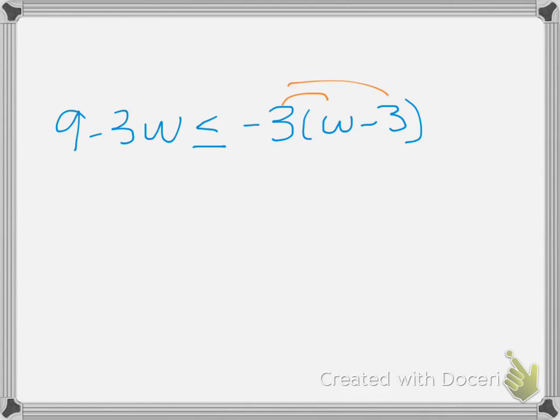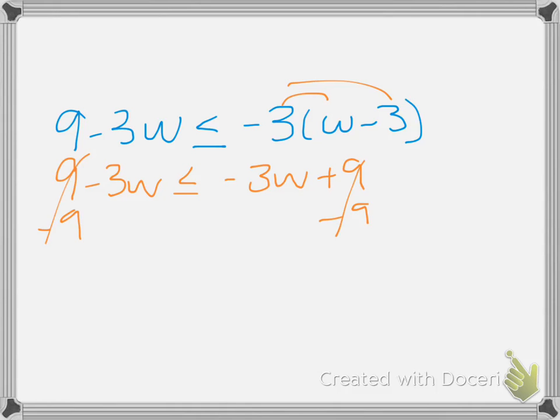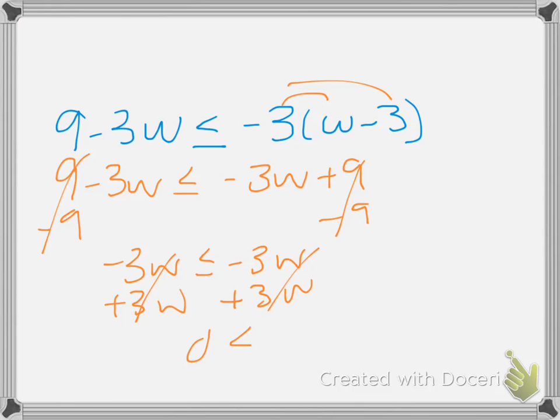It looks like I have to distribute. So I get negative 3w. Negative 3 times negative 3 is a positive 9. Let's subtract 9 from both sides so they'll cancel. So I'll have negative 3w is less than or equal to negative 3w. It looks like these are canceling on both sides. So is 0 less than or equal to 0? Yes, they're equal to each other, and we have that equal sign. Since it is true, my answer again is all real numbers.